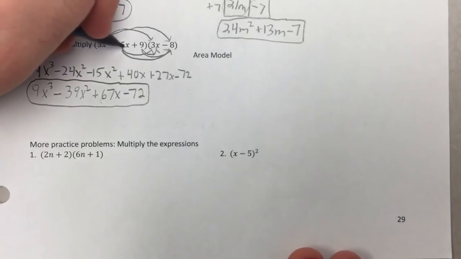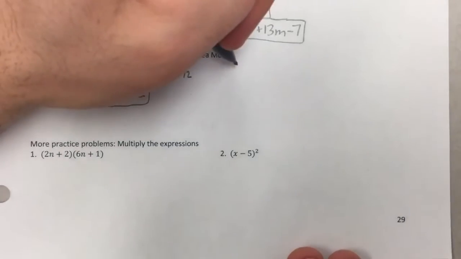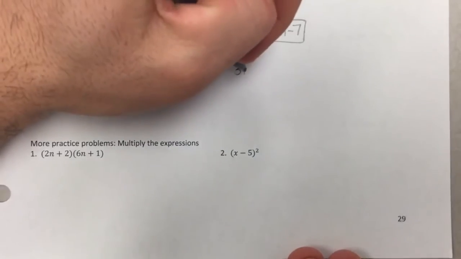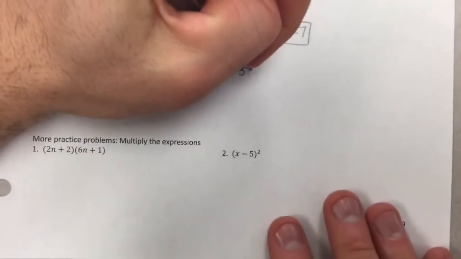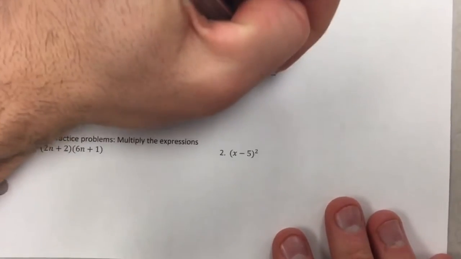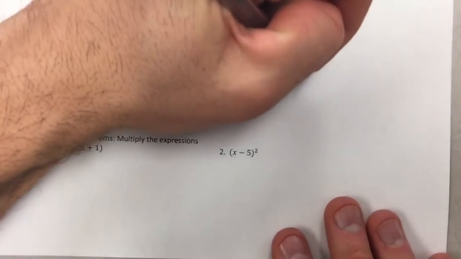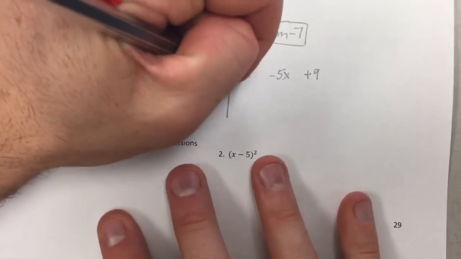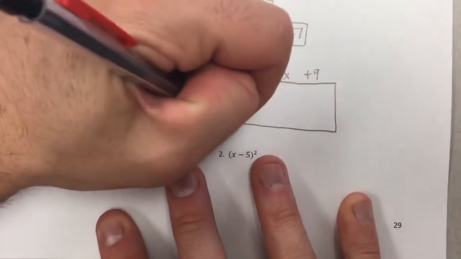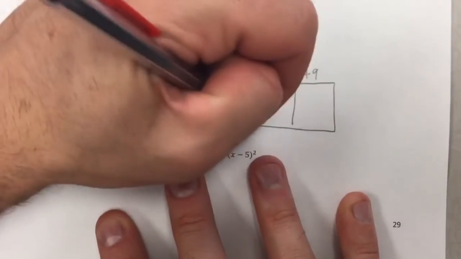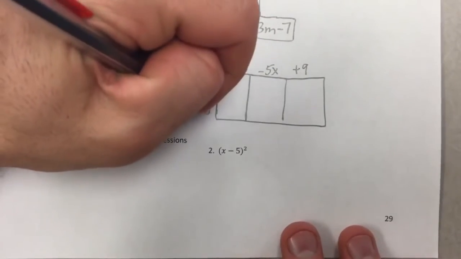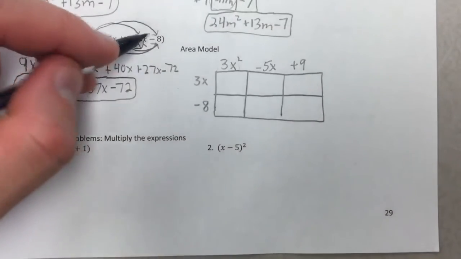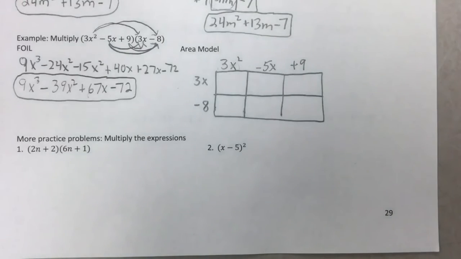So for the area model, now I have three terms, a trinomial. So I'm going to make three terms along the top of my rectangle. So 3x squared minus 5x plus 9. So when I go and make my rectangle, it's going to have three columns. Then I still am multiplying that by two terms, 3x minus 8. So I'd have two rows. If this was a trinomial, then guess what? I'd just have three rows.